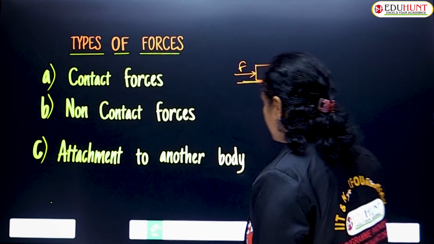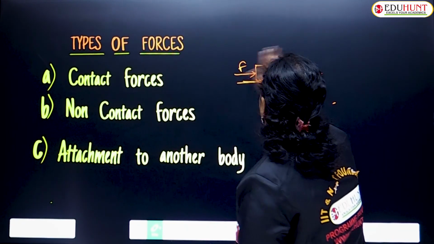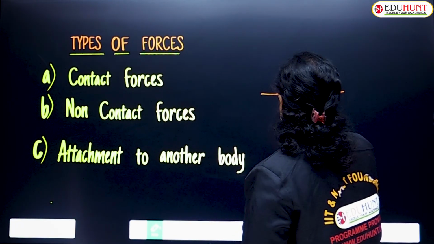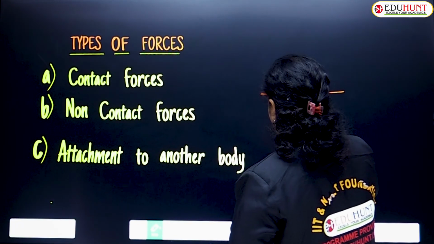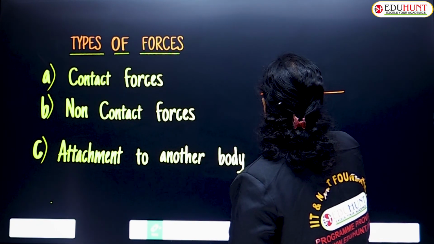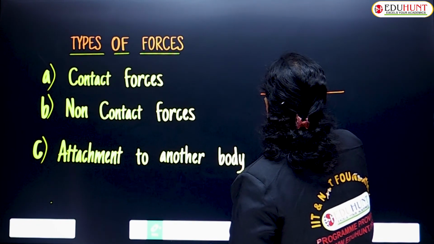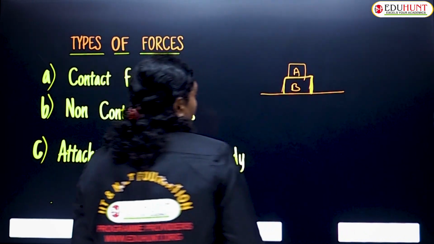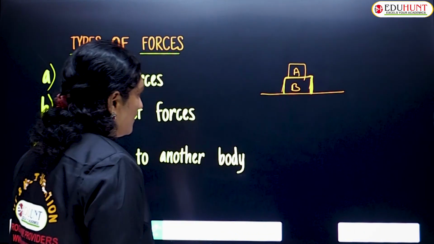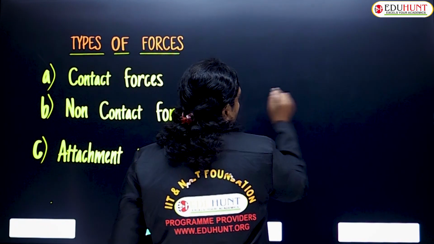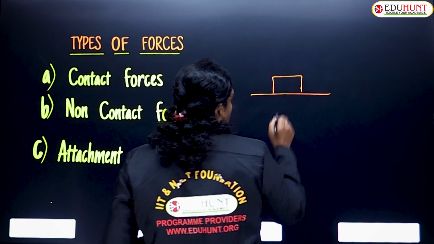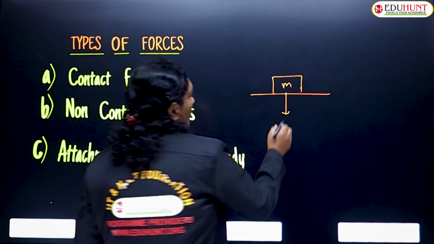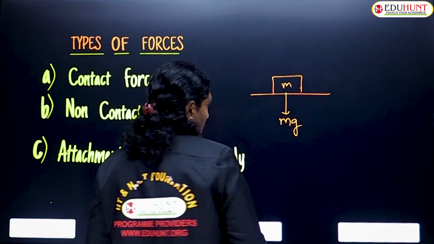Similarly, if you consider two different bodies on a horizontal surface, a body A and another body B, kept in contact like this. If you consider only one particular object of mass m, the whole weight of the body is acting downwards.